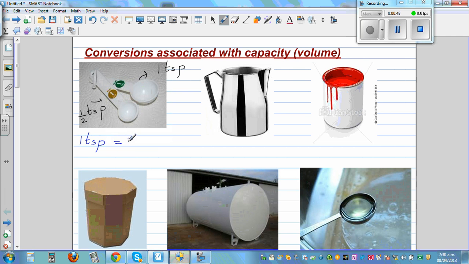1 teaspoon is 5 milliliters. So half a teaspoon would be how much? Half a teaspoon, TSP stands for teaspoon, is 2.5 milliliters. I'll come to milliliters later.